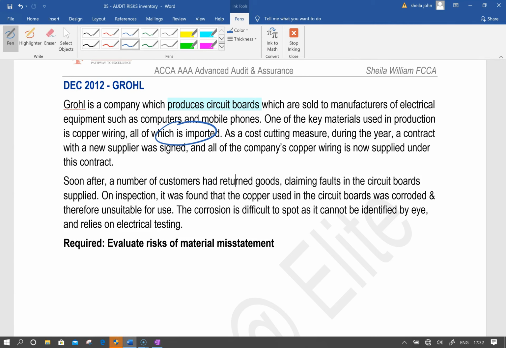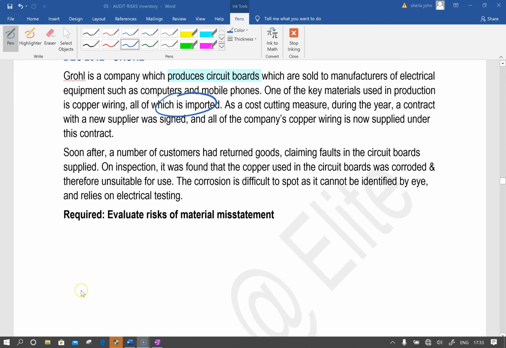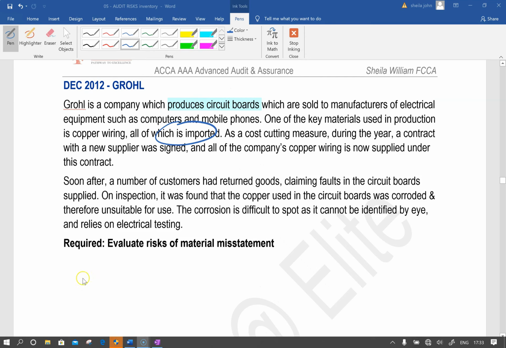As a cost-cutting measure during the year, a contract with a new supplier was signed, and all the company's copper wiring is now supplied under this contract. The question says, soon after, a number of customers had returned claiming faults in the circuit board supplied. On inspection, it was found that the copper used in the circuit boards was corroded and therefore unsuitable for use. The corrosion is difficult to spot as it cannot be identified by eye and relies on electrical testing.